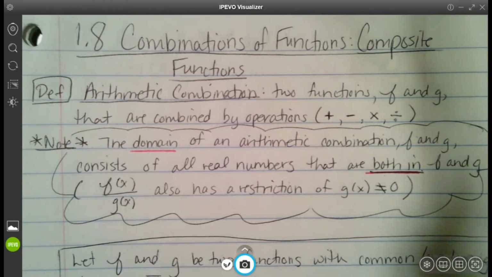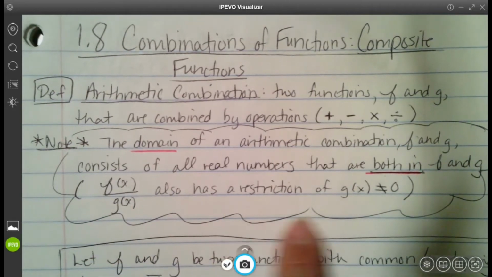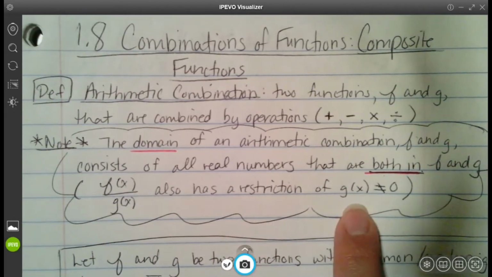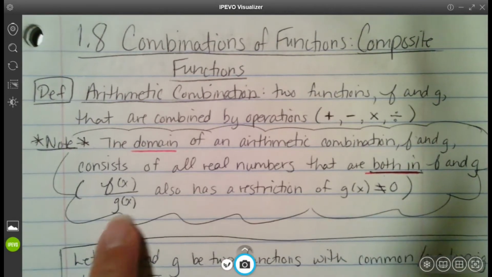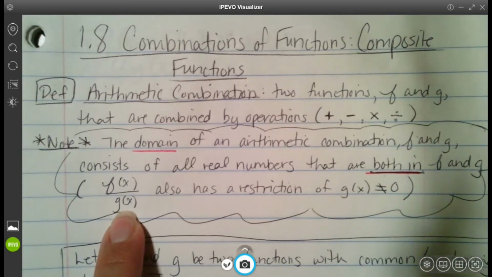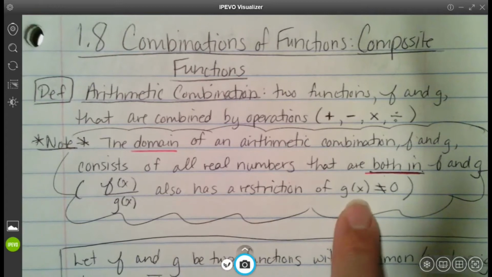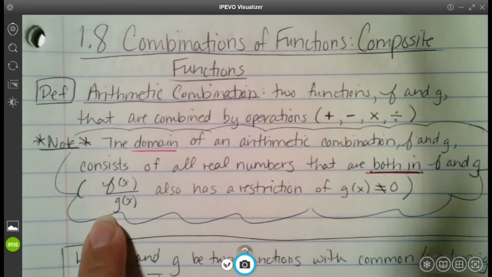Also note that when we divide, we have the extra restriction that g of x cannot equal 0, because if this is equal to 0, it's division by 0, which is undefined. So we always have to make sure we include that restriction for division.